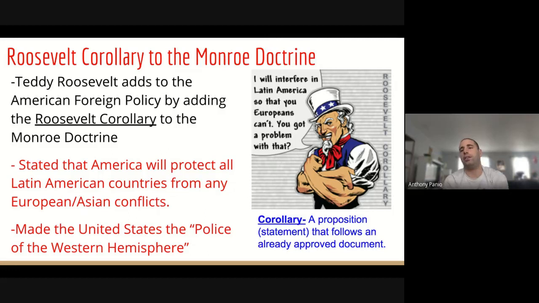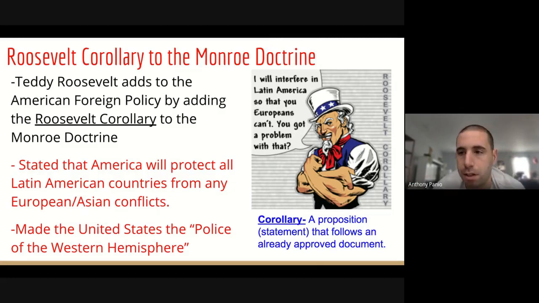And what has come from this is it has made the United States the police of the Western Hemisphere. I think you will do some political cartoon practice, where you see a rather famous political cartoon of Teddy Roosevelt in a sheriff's uniform, basically working through this. This made the United States the police of the Western Hemisphere. They're kind of around, making sure that Latin America is being protected, especially from Europe and Asia.